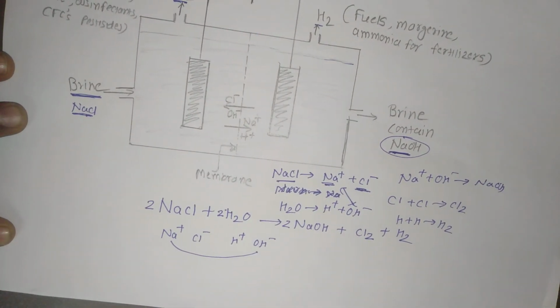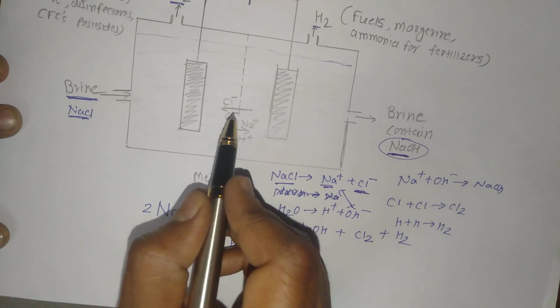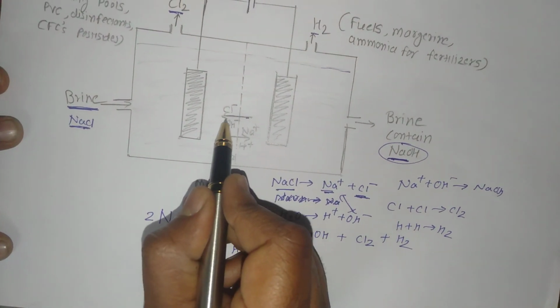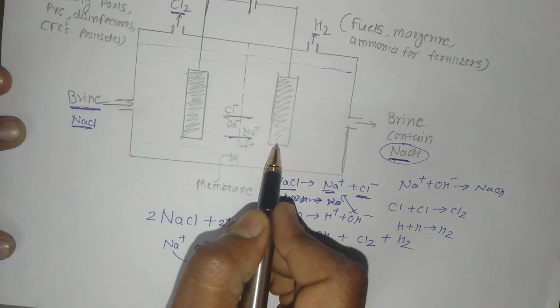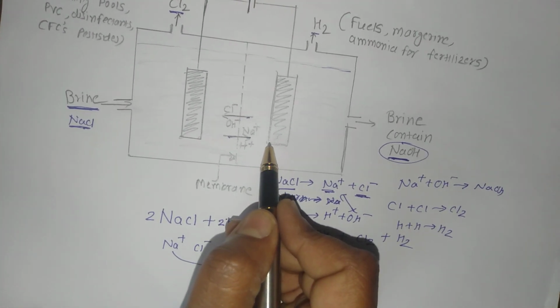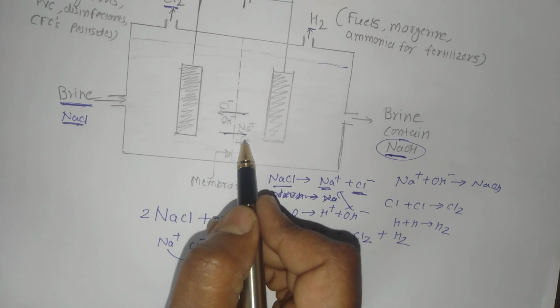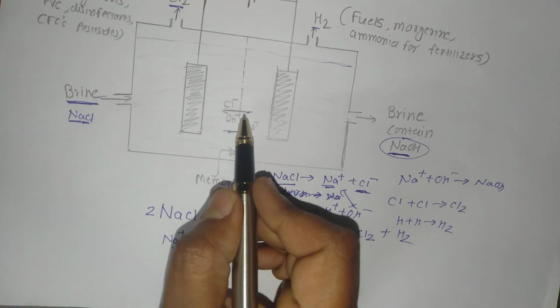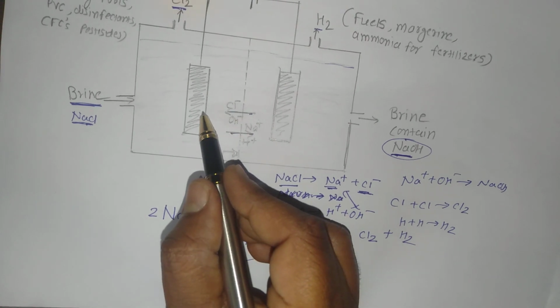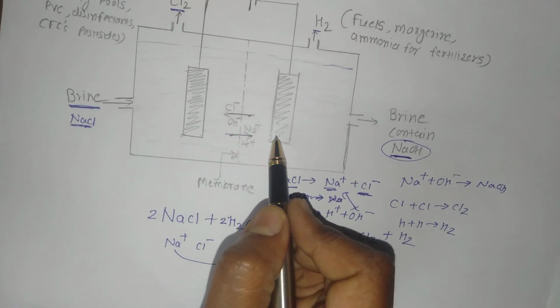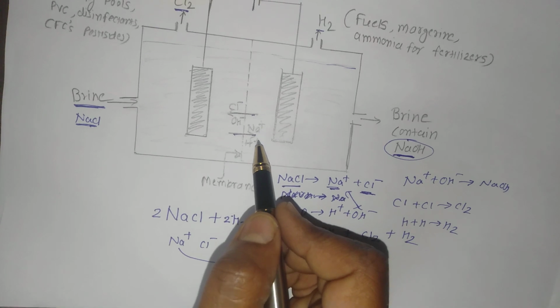Chlorine gas is given off at the anode. Here, what happened after the process, you can see that Cl minus and OH minus are going towards this side, and here Na plus and H plus are going towards this side because they rush towards the cathode. Always positive charge runs towards the negative charge and negative charge runs towards the positive.